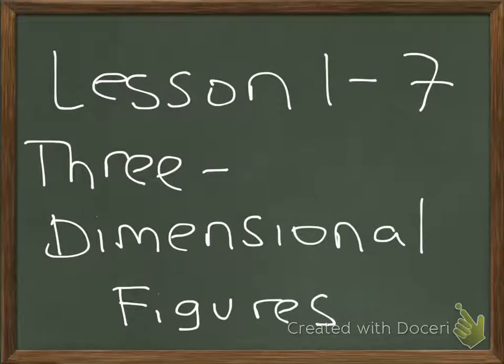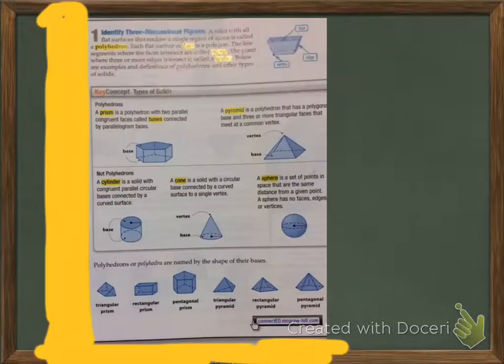Today we're looking at lesson 1-7, which is three-dimensional figures for geometry. So here's a picture of some of what we call solids, and these are considered three-dimensional. Three-dimensional figures, you can notice, are labeled with an edge, vertices, or vertex. Vertices would be more than one vertex, or a face.